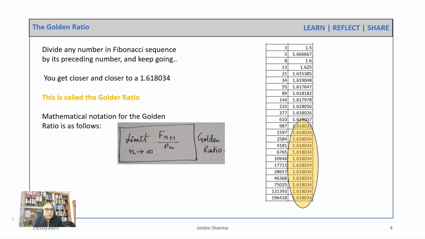One such ratio is called the golden ratio, which is obtained by dividing any number in the Fibonacci sequence by its preceding number. The farther you go in the sequence, the closer you get to this number. It's called the golden ratio. In mathematical notation, it can be described as a number divided by its preceding number, as long as n is tending towards infinity, meaning that the larger n gets, the closer you get to that golden ratio. This ratio is found in a lot of natural arrangements of things.